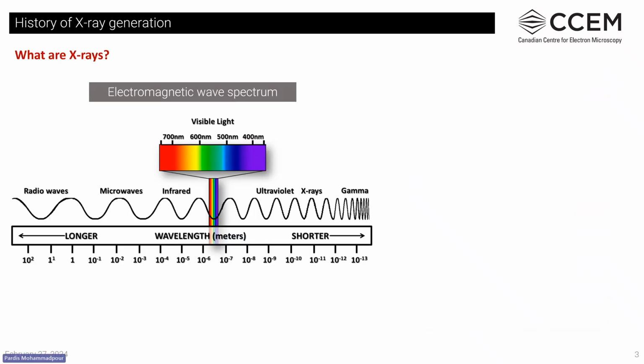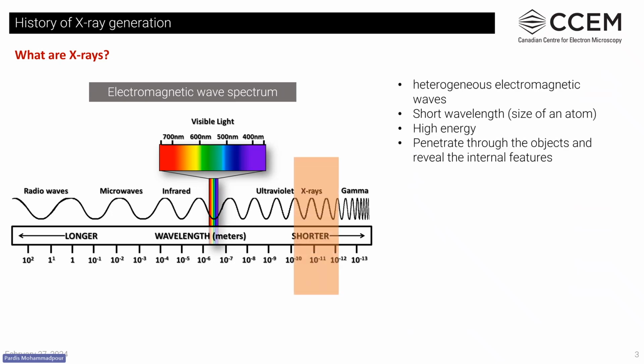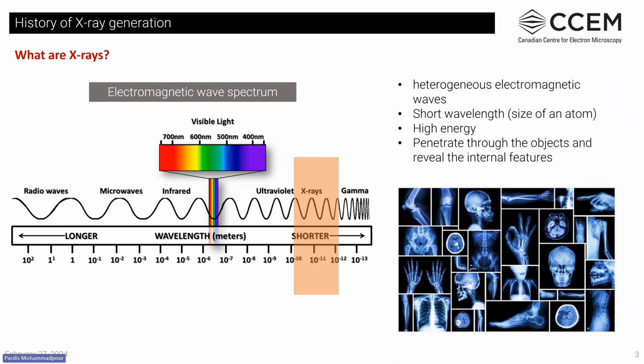X-rays are heterogeneous electromagnetic waves with very short wavelengths in the scale of atoms. Since they have very short wavelengths, their energy is very high, so they can penetrate through the objects and reveal their internal feature, like this medical CT imaging you see below. I guess these images are familiar to all of us.